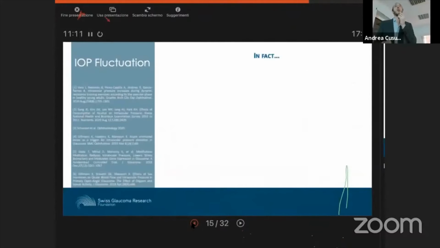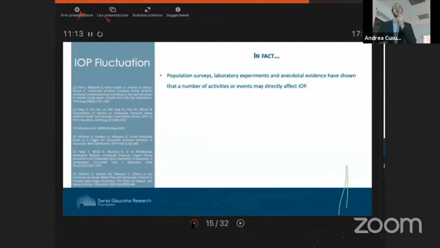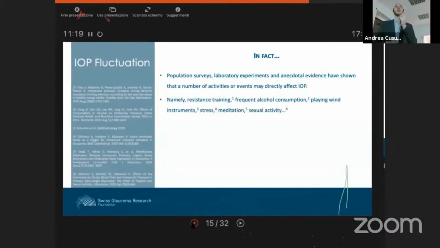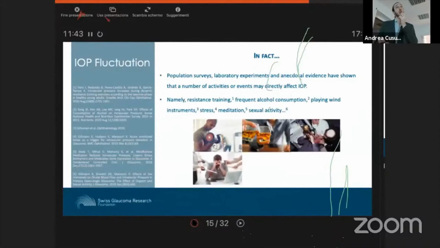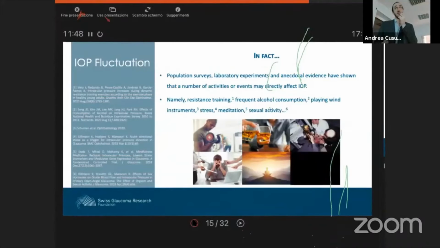So is it really just yoga? Well, no, actually, in fact, a lot of different studies with different modalities and different ways of analyzing things have found that anything you do really has an impact on intraocular pressure. And that includes resistance training, so weightlifting. This includes alcohol consumption. This includes playing wind instruments, stress, meditation, or even sexual activities.